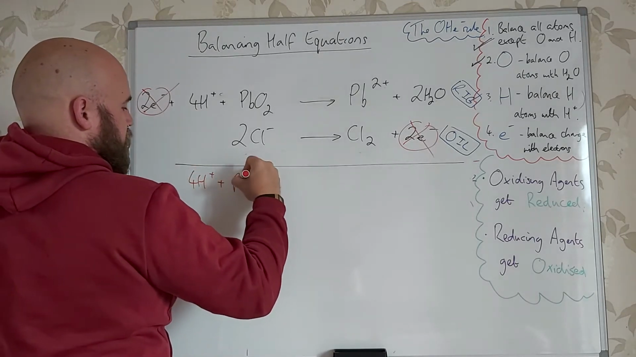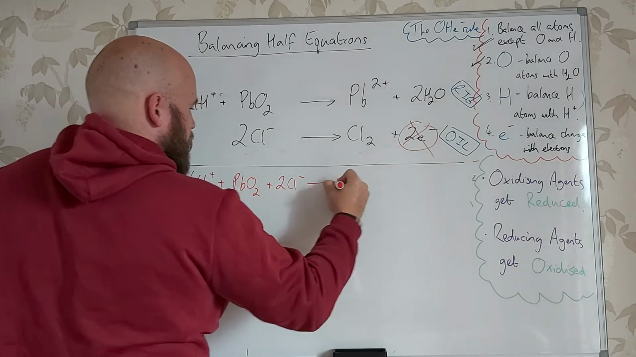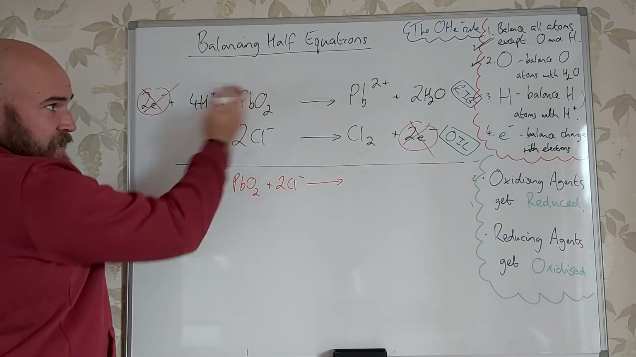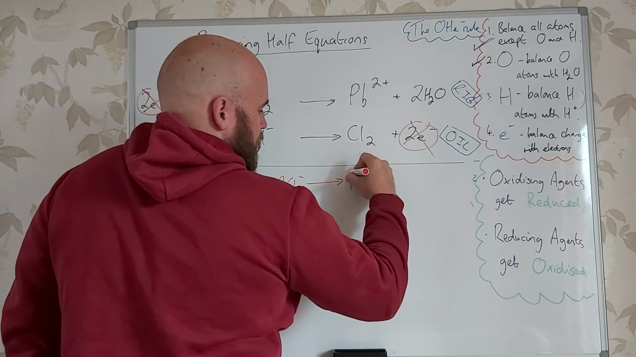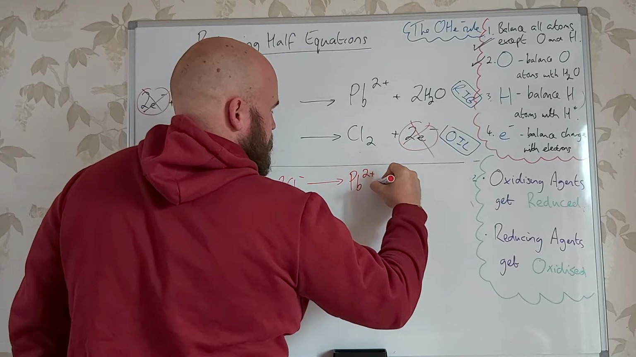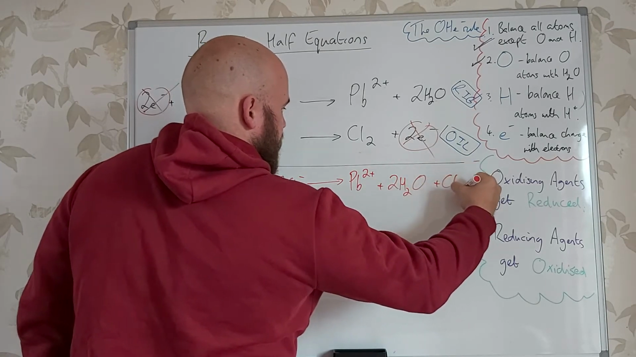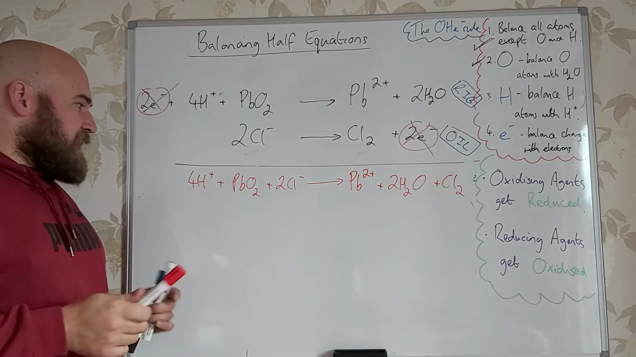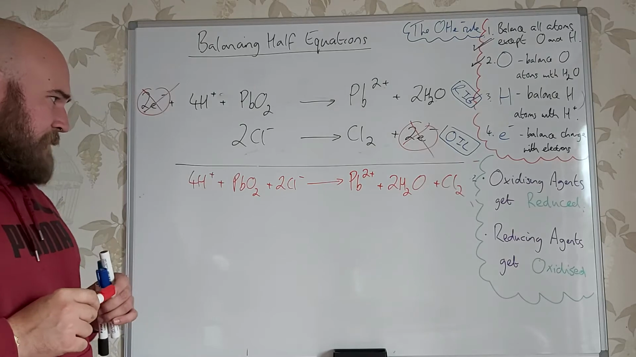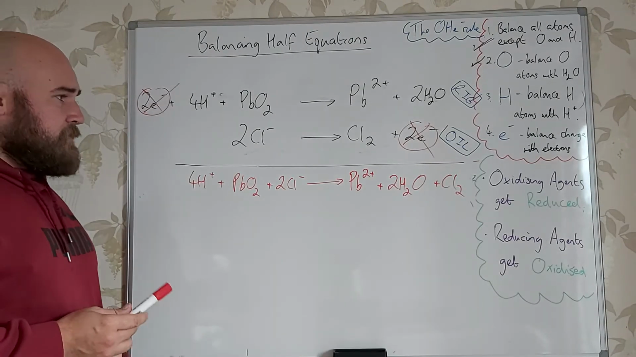4H plus PbO2 plus 2Cl minus. That is everything on the left-hand side of these 2 half equations, and that becomes Pb2 plus, 2H2O plus Cl2. And that is a balanced overall equation. Yes, there'll be some spectator ions potentially in there, but obviously we don't need to show those because they're not taking part in the chemistry.